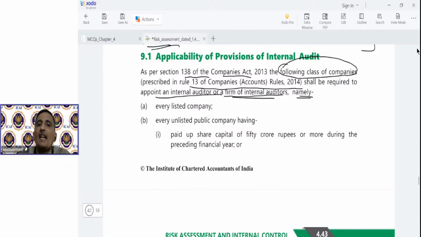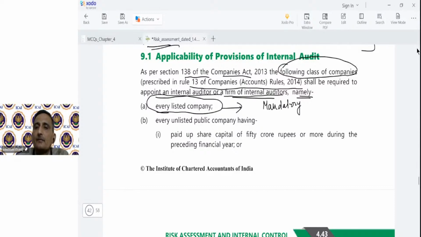so every listed company, any company whose shares are listed on a stock exchange, it is mandatory, compulsory for that company to appoint an internal auditor. Okay, so who is the internal auditor? It can be an individual or it can be a firm of internal auditors providing services. Okay, we shall be coming to it. So do not be impatient. We shall be coming to this very point.